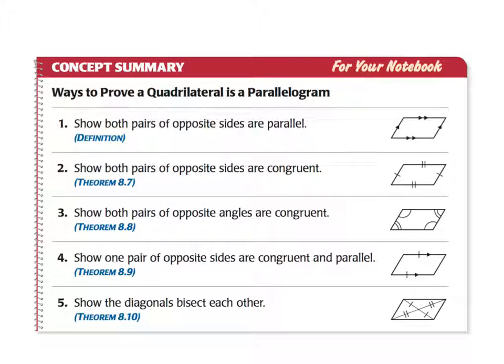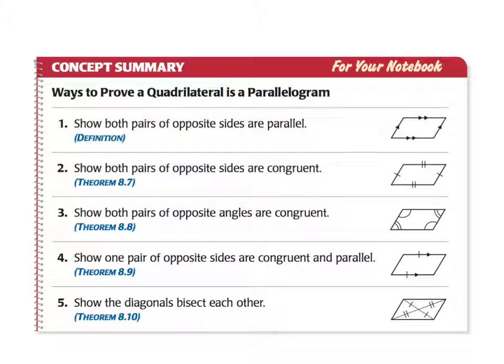And finally, we end this section with a concept summary. These are the 5 ways to prove that a quadrilateral is a parallelogram. This is referring to all of the theorems and definitions that we've talked about so far. To start with, the definition of a parallelogram: if both pairs of opposite sides are parallel, then the quadrilateral is a parallelogram. Next, if you're able to show that both pairs of opposite sides are congruent, then the quadrilateral is a parallelogram.